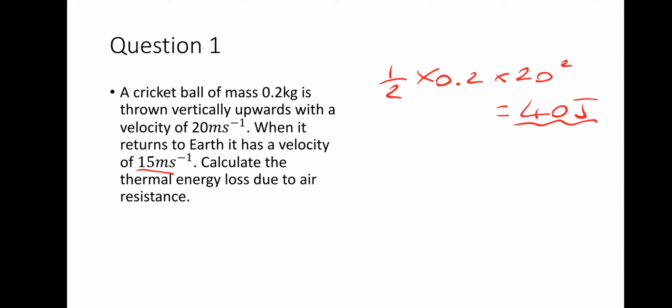So we can calculate the kinetic energy for the 20 meters per second. So it's just a half times the mass 0.2 times 20 squared. And if you put that in your calculator, you'll get 40 joules of energy. And then we just need to compare that to the kinetic energy at 15 meters per second. So that's just going to be a half times the mass again, multiplied by 15 squared. And that's 22.5 joules.